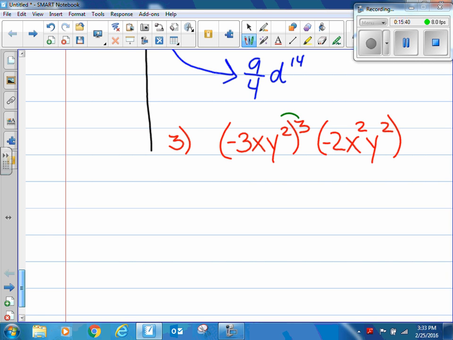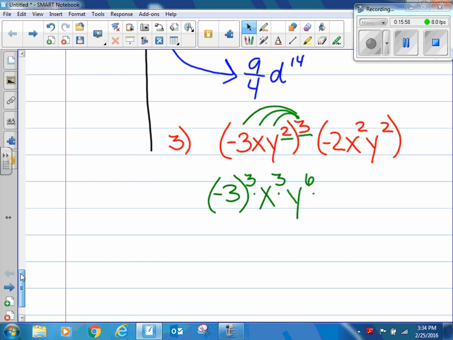First thing I'm going to do is bring this 3 inside to all the factors. Negative 3, notice the parentheses, cubed times x to the third, y, 2 times 3 is 6. Oh, this should be, hold on. This should have a squared out here. There we go. Okay. So, again, the squared is coming into all those factors. Negative 2 squared, x, 2 times 2 is 4, y, 2 times 2 is 4.